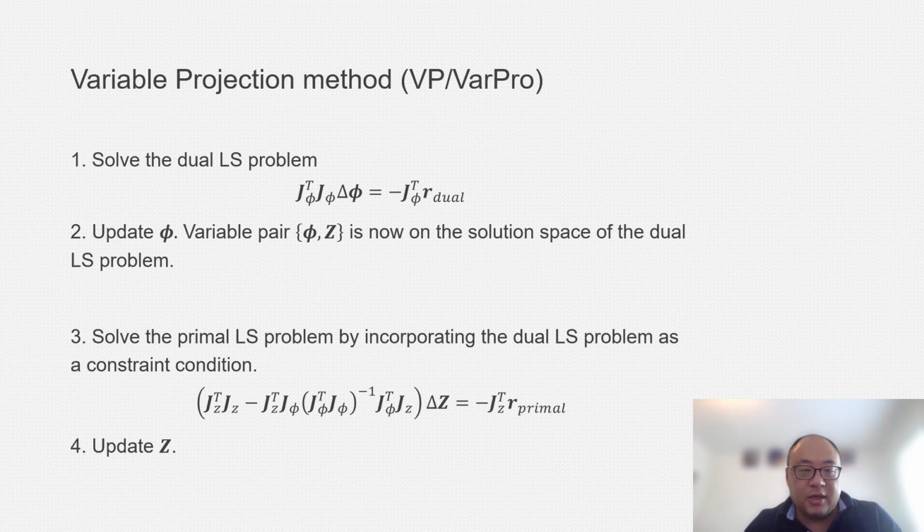Likewise, in the variable projection method, we alternately solve the primal and dual LS problems. However, when solving the primal LS problem, we insert the dual LS problem as a constraint condition, so that solving the former does not break the latter. Although this method is complicated and the computational costs are high, it always converges, and the computation is very stable.